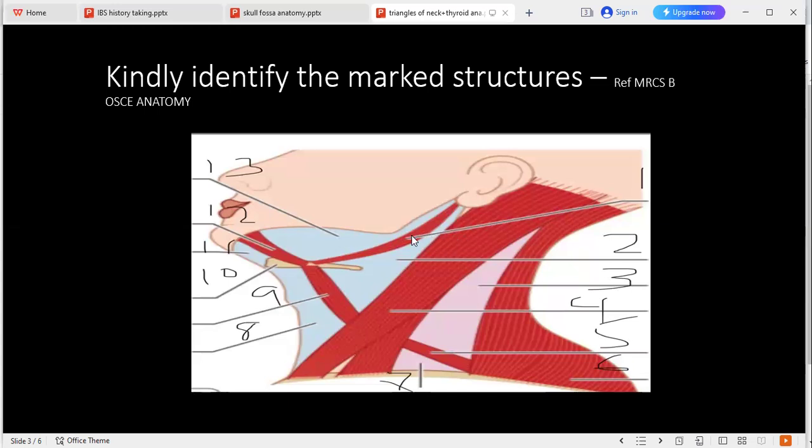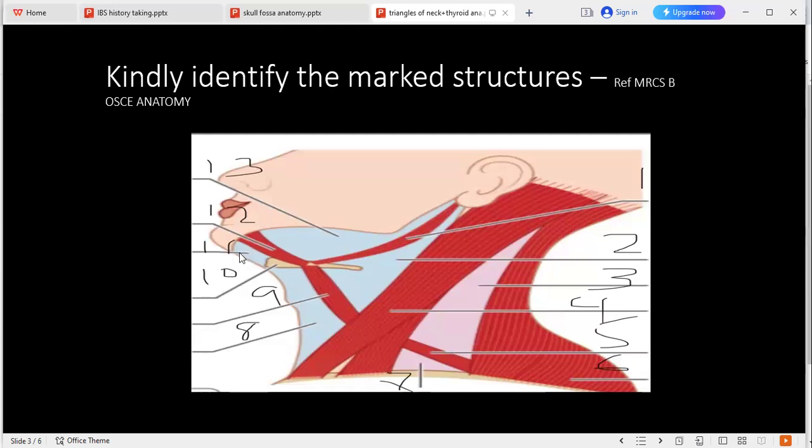Would you be able to identify number 1 over here? Okay, this is the posterior belly of the digastric muscle. What is number 13? It is the submandibular triangle. All right. Can you tell me the contents of the submandibular triangle? It is the submandibular gland and the marginal mandibular nerve, and one muscle, the hyoglossus muscle. Yes. Can you identify number 12, please? Anterior belly of digastric. Good.